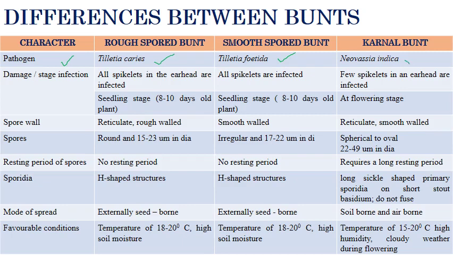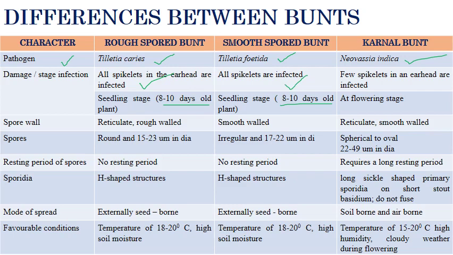Whereas kernel bunt is caused by Neovossia indica. Coming to the damage or stage of infection, all the spikelets in the ear head are infected in rough spore bunt, and at the seedling stage, 8 to 10 days old plants can be infected. Coming to the smooth spore bunt, all spikelets are infected, and at the seedling stage, 8 to 10 days old plants can be infected.